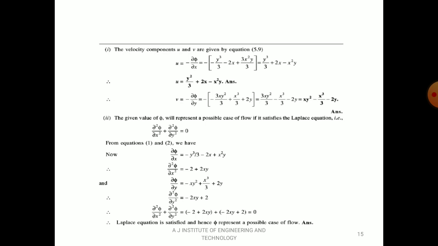So it satisfies Laplace equation. Therefore, phi represents a possible case of flow. This is the first problem. Very simple problem. You need to remember the expressions for u and v from the velocity potential function and the Laplace equation, and you have to just differentiate and substitute in the Laplace equation and calculate whether it satisfies the Laplace equation or not. If it satisfies the Laplace equation, then it is a possible case of flow. Otherwise, it is an impossible flow.